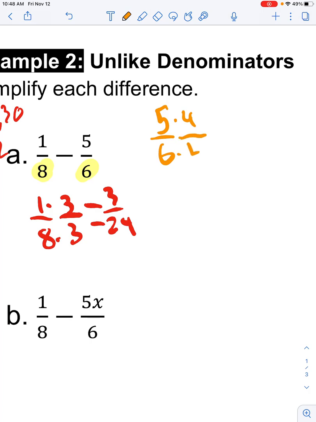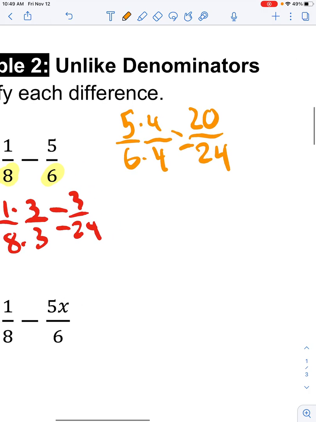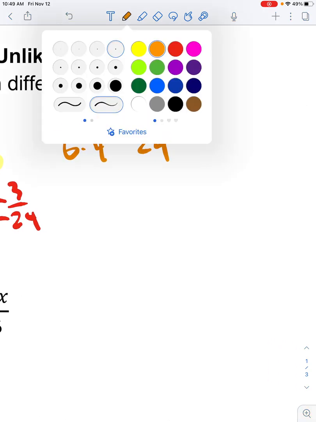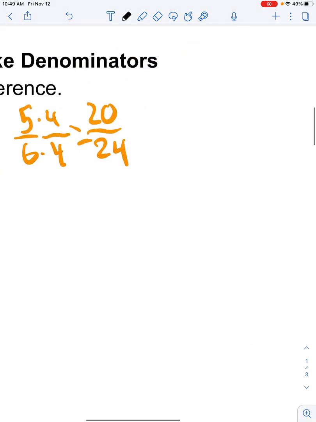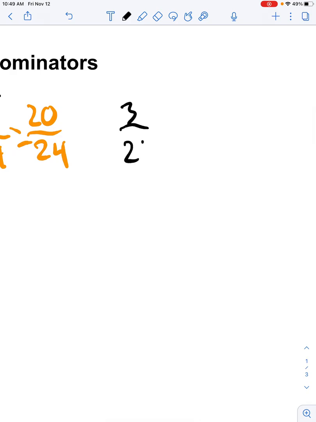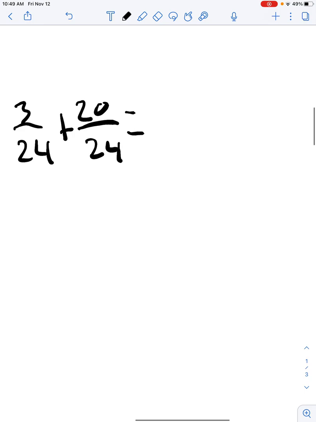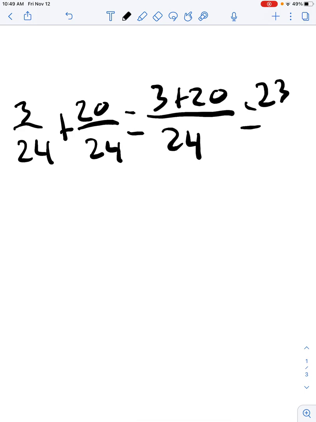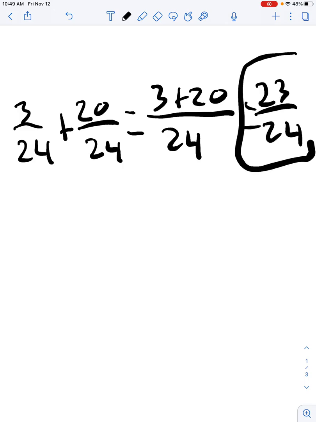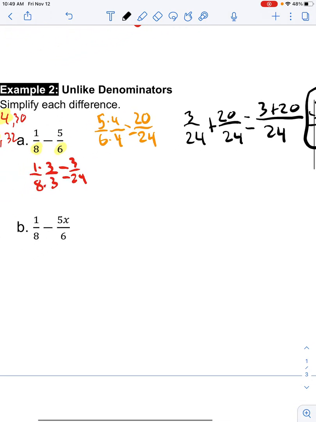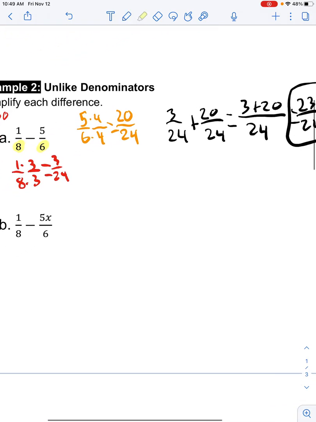Then I'm going to take 5/6. I'm going to multiply the top and the bottom by 4 so that I get 20 over 24. Now I'm going to line them up, and now I can actually add them because I have the same denominator. So 3 over 24 plus 20 over 24 equals 3 plus 20 over 24, which equals 23 over 24. And I can't simplify that.